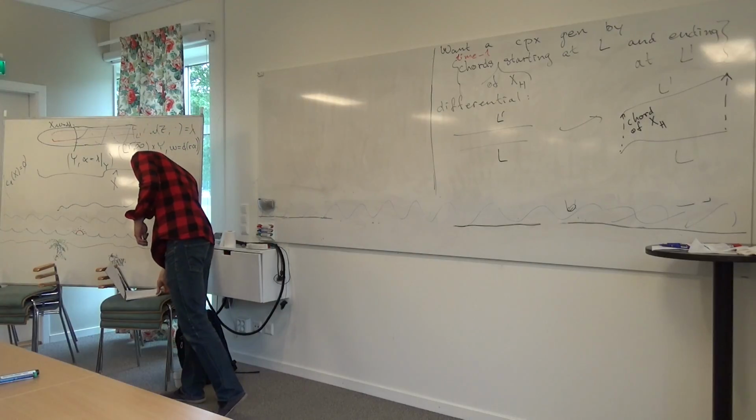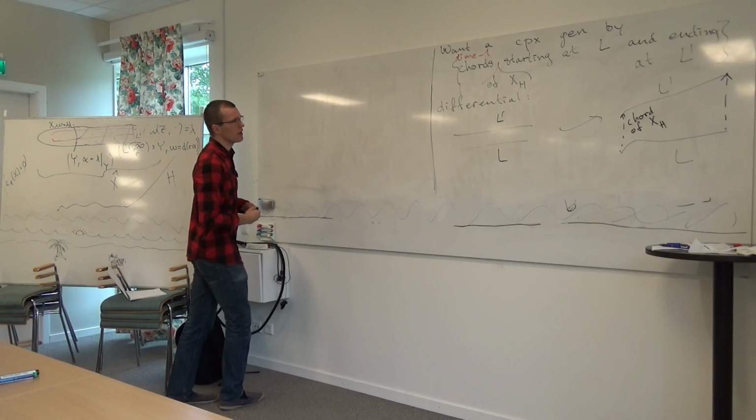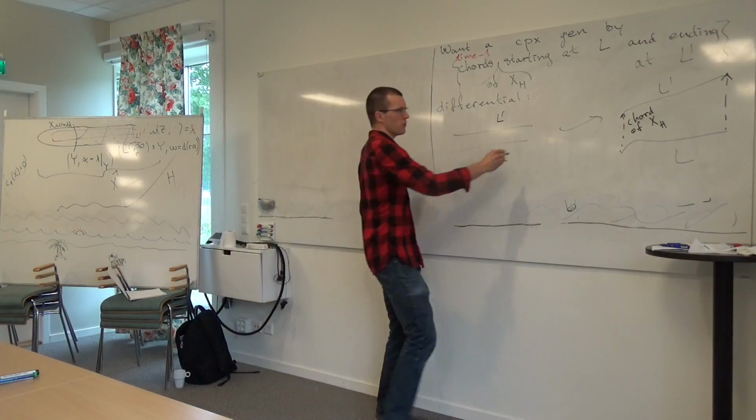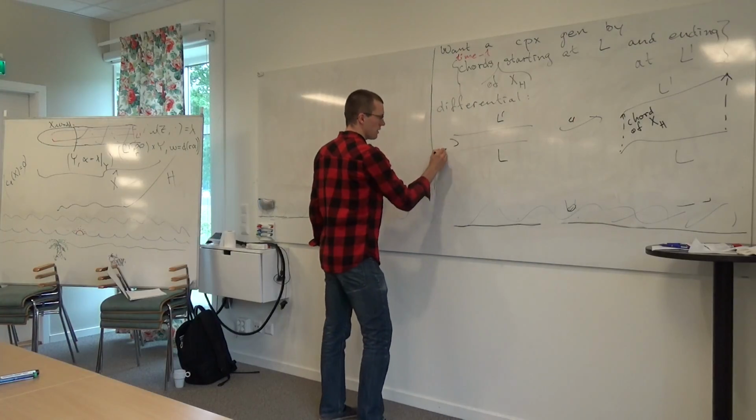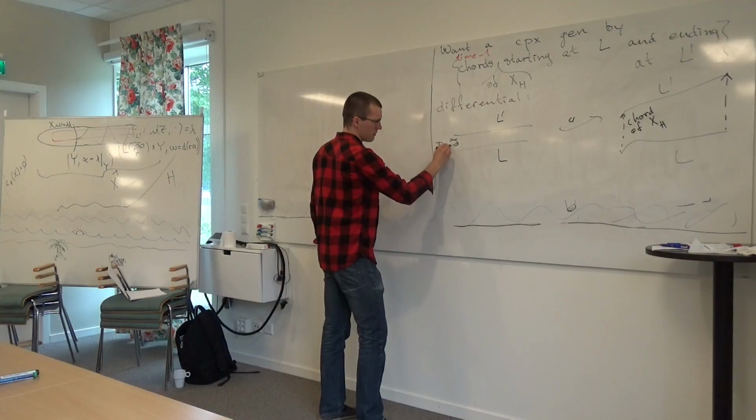Okay, so what should I say more? Should I say anything? Okay, so the differential, this is a map u, this domain is I times R.